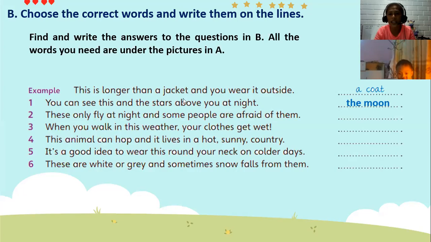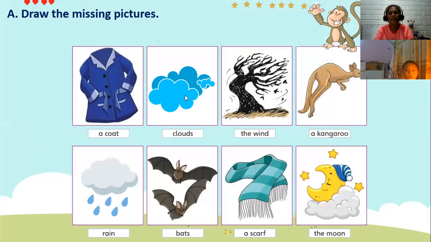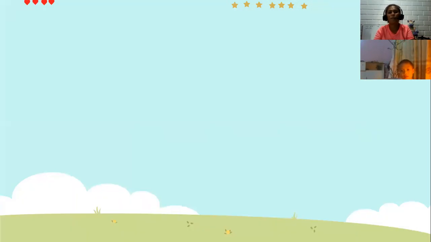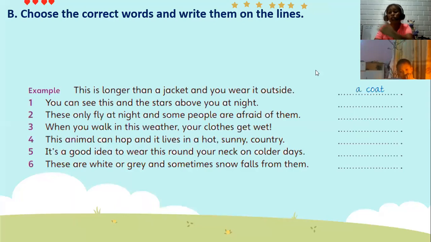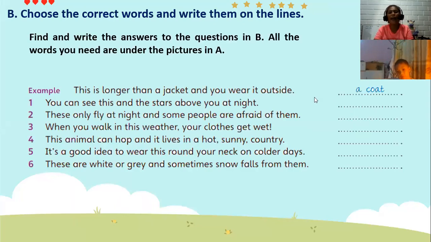What's your answer? Look at this one. It's a moon, the moon. Okay, let us see if it's the moon. Okay, I will pick the answer. I will show you the answer now. Very good. The answer is A moon. Okay, I will give you two stars. One, two, because of that. Okay, next one. Can you read it again?